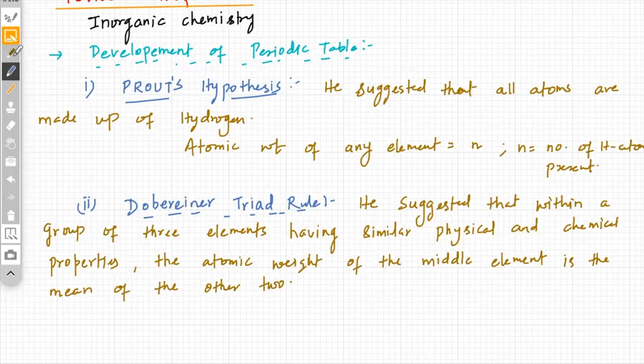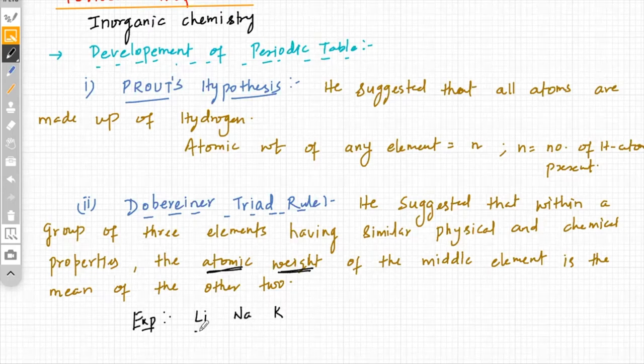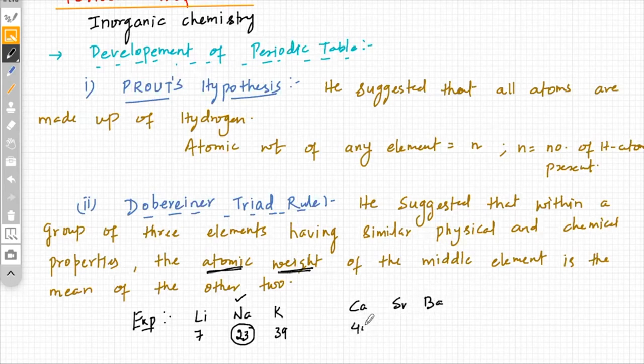For example, atomic weight is the concern. We have atomic weight, not number. Keep that in mind. If you take the example of lithium, sodium and potassium, the atomic weight of lithium is 7 and potassium is 39. If you take the average of the two, that is 23, the atomic weight of sodium, and it follows the Dobereiner triad rule. If you take calcium, strontium and barium, the atomic weight of calcium is 40 and for barium it is 137, and the average value is 88.5, that is the atomic weight of strontium.